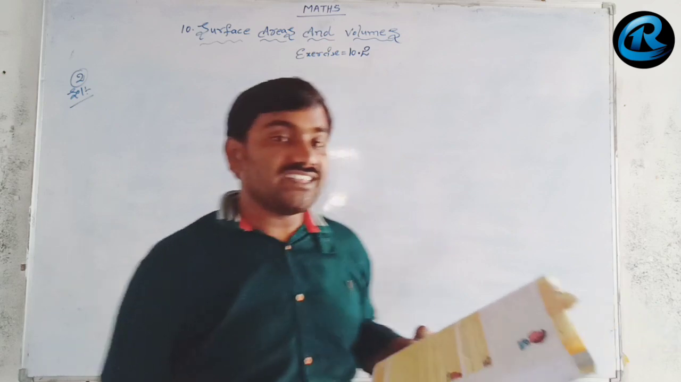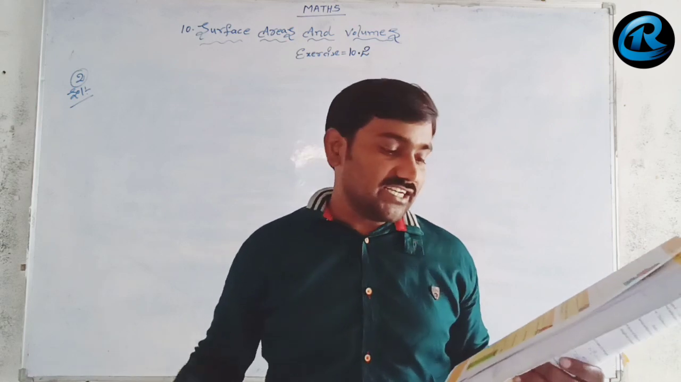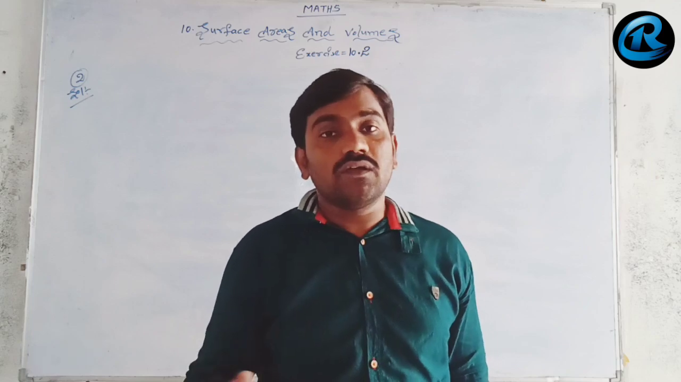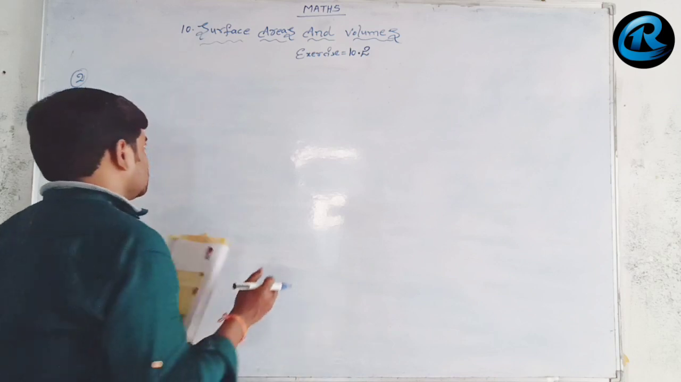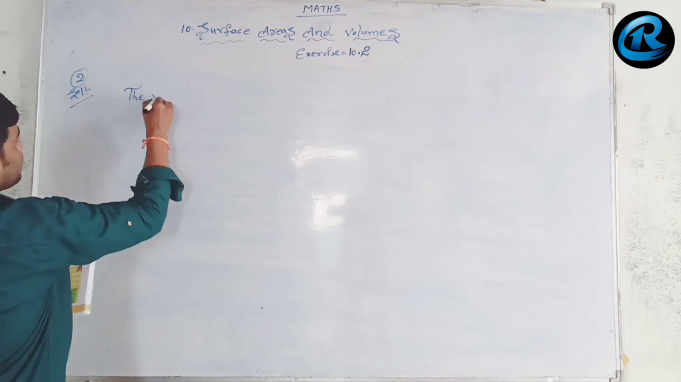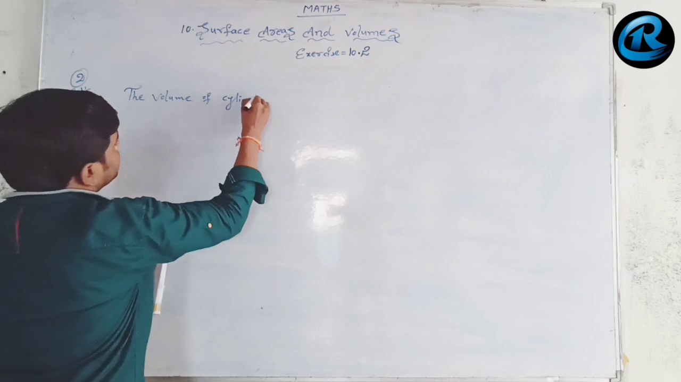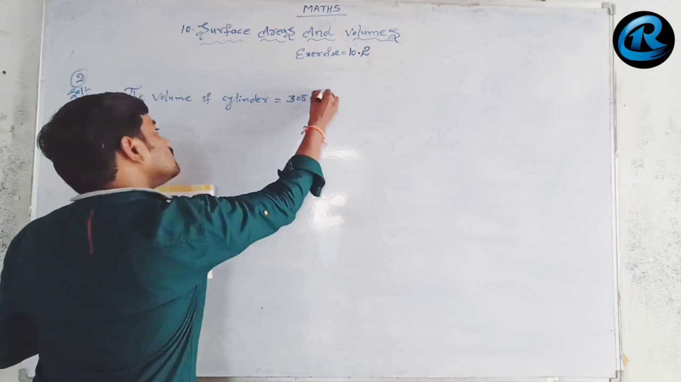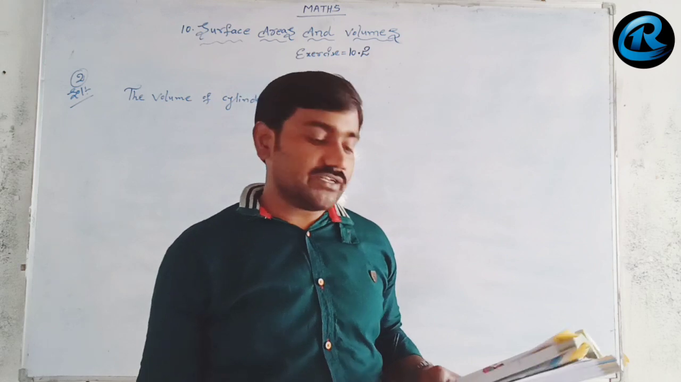The volume of the cylinder is given as 308 centimeter cube. If the height is 8 centimeters, find the lateral surface area and total surface area. He gave the volume, the height, and asks for total surface area and lateral surface area. Lateral surface area, as I said here, means we find the curved surface area. The volume of the cylinder is 308 centimeter cube.